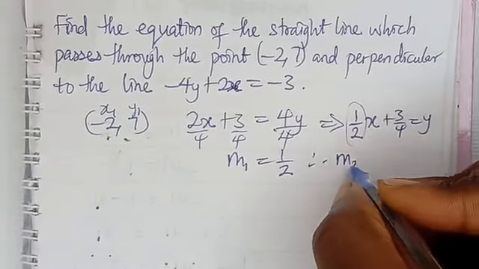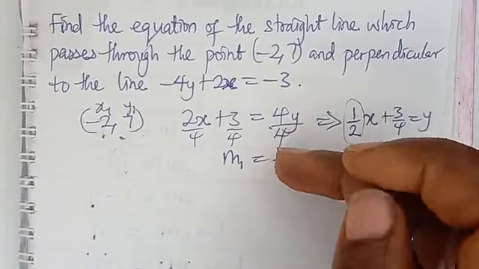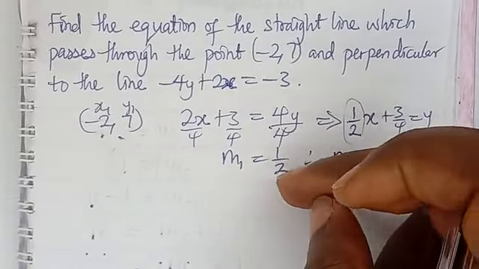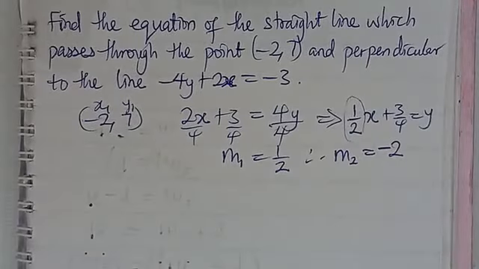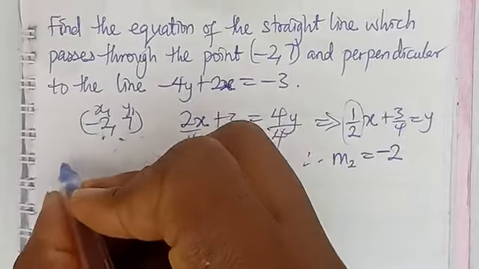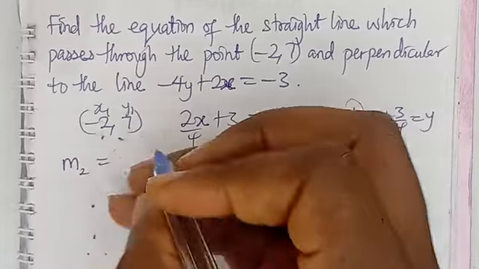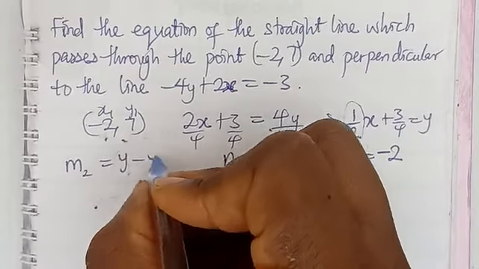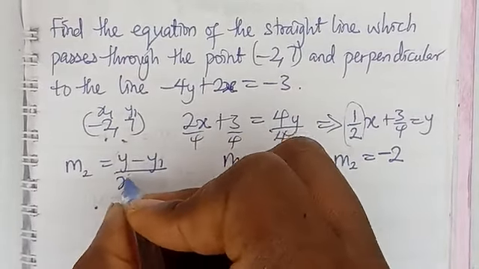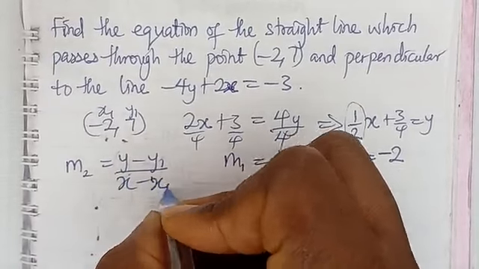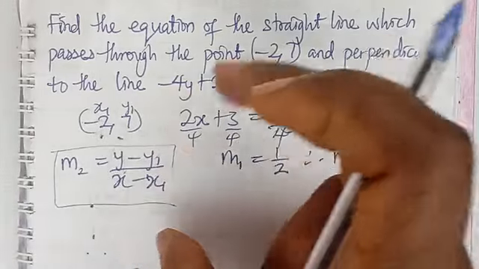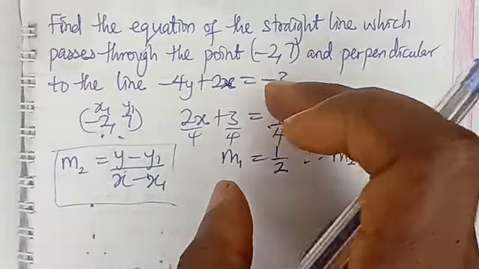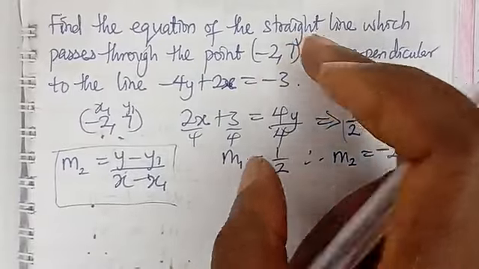Therefore, m2 is going to be the negative inverse of this. So when we invert half, it is 2. And then we add the negative sign. As easy as that, right? Good. Now, we have that m2 should be equal to y minus y1 over x minus x1. This is going to give us the equation of that line, which is perpendicular to this and passes through this point.